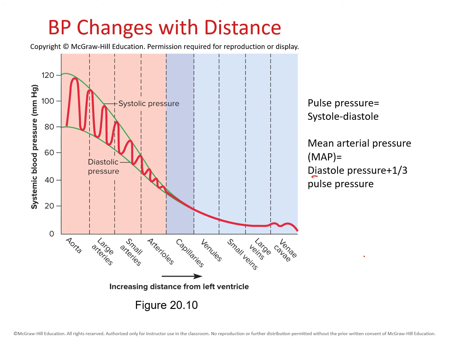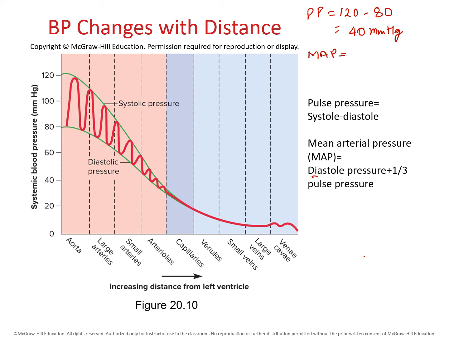Right, so pulse pressure is equal to systolic minus diastolic. So pulse pressure, I'm just going to write PP, is equal to systolic, over here you have 120, minus 80, which is the diastolic pressure. So the pulse pressure is equal to 40 mmHg. And then we need to calculate the mean arterial pressure.